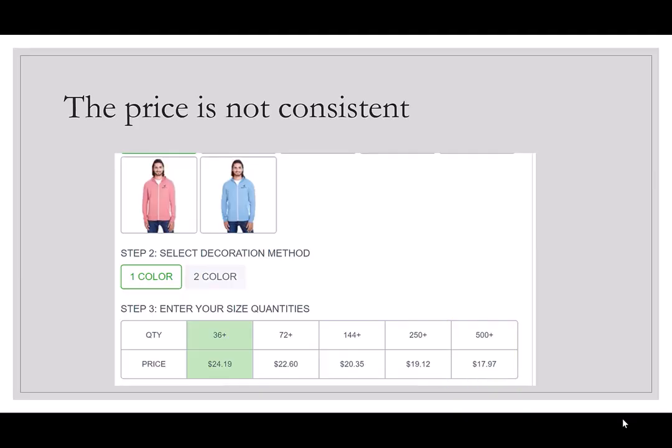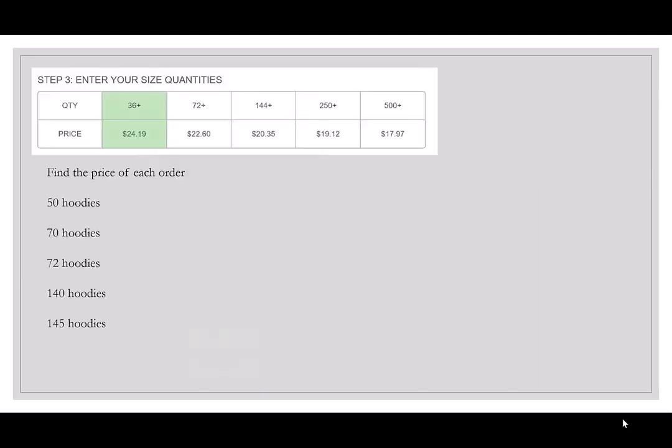So what we see here is that the price is changing with quantity. The more you buy, the less it's costing. So let's just do a couple. Let's find some prices to make sure we understand how this works. Let's start with 50. 50 is in the 36 plus, so we are going to pay $24.19 times 50, which is $1,209.50. If we change that to 70, we're still paying the $24.19 per hoodie.